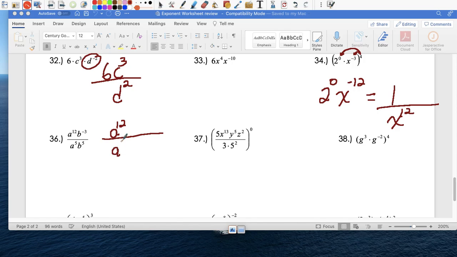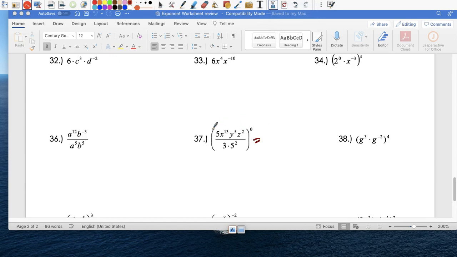36, a to the 12th stays where it is. A to the 5th stays where it is. B to the negative 3rd is going to come downstairs. B to the 5th stays where it is. Can I combine or simplify? Yes. A to the 12th and a to the 5th, if you simplify, what are you going to have left over? You're going to have 7 a's on the top. Right, so that's done. B to the 3rd power times b to the 5th power, right? The bases are the same. And I can combine them and I get b to the 8th.